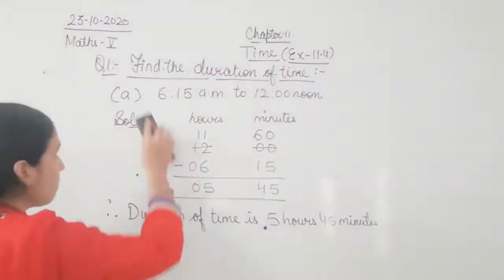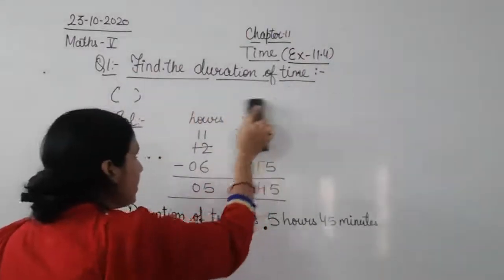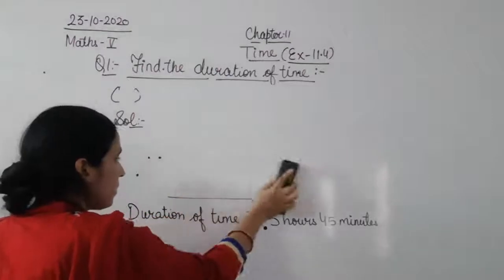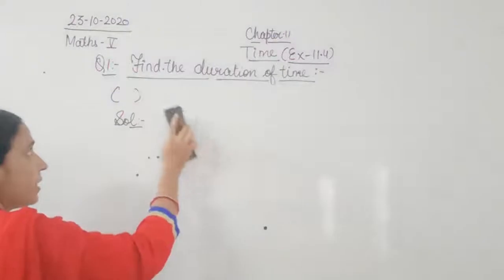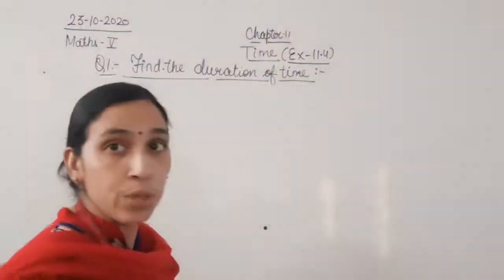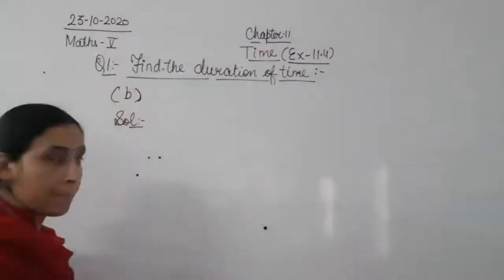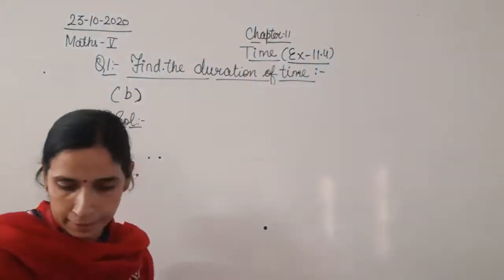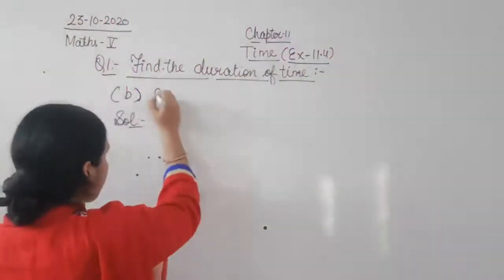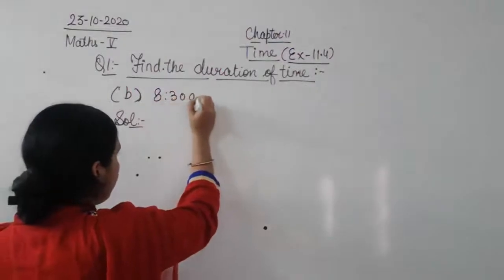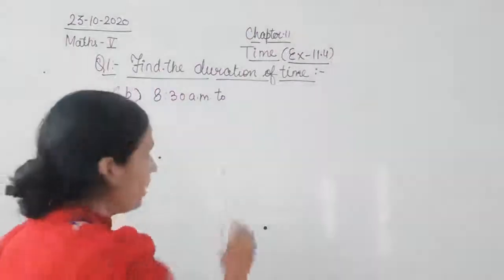So children, now we'll take B part of this question. Now there is a change in B part. In B part you have been given one time in PM and one time in AM. I have told you already that the PM time will be converted into 24-hour format. So now B part is 8:30 AM to 3:50 PM.